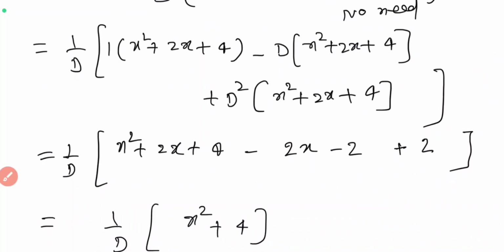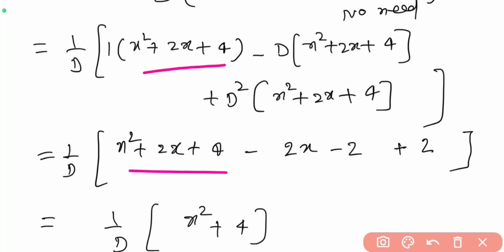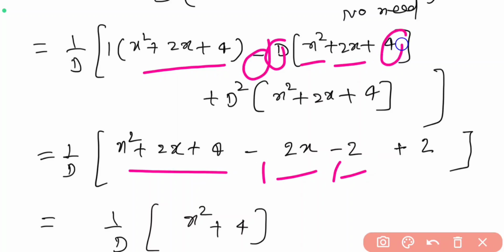Now what is d? D means differentiation, correct? D by dx. So here everything will be as it is because multiplication is with 1, but here d is present. D means one time differentiation. So x square will become 2x and this 2x will become 2. Why minus sign? Because minus is here, so this minus will appear. And this 4 will become 0 when you differentiate one time.